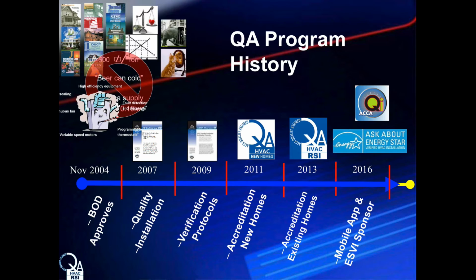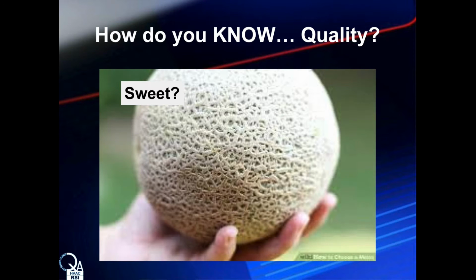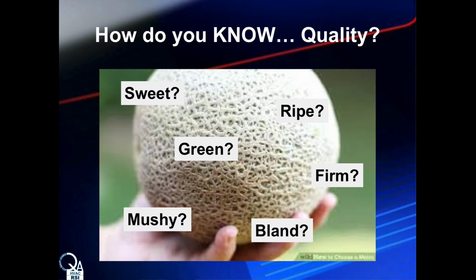As we saw from the previous session, the development of this program is based on a methodical, systematic journey to provide quality HVAC system installations in existing houses. We also saw that there are 2 main portions of the RSI contractor accreditation: to accredit contractors and evaluate specific HVAC system installations. Speaking of quality, how do you know when what you have is quality? How do you know if you've got it?